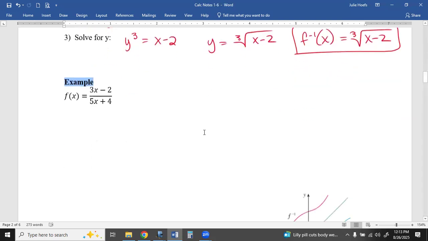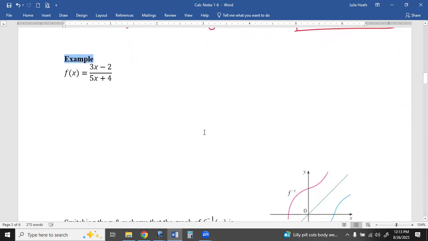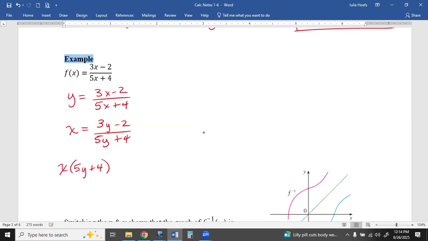Okay, so let's look at this one. If I want to find the inverse of this function, going through the steps, I would replace this with y. And then I will switch my x and y and solve it for y. Now to solve that for y, I'm going to have to get this out of the denominator, so I'm going to have to multiply both sides by that 5y plus 4. Multiplying through by the x, we get 5xy plus 4x equals 3y minus 2.